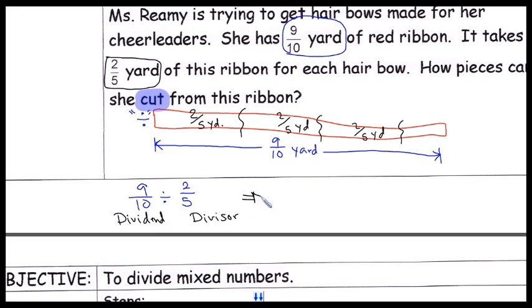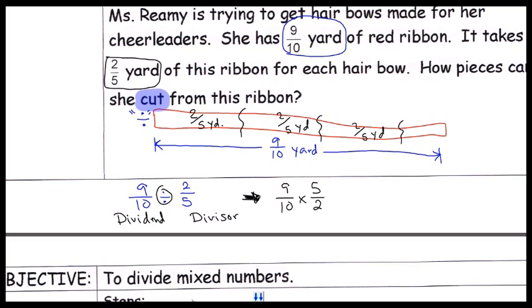But in order for me to find my answer, I have to follow my steps, which starts me off by saying I have to copy the first fraction. So the first fraction is just 9/10. Then I'm going to change the division symbol to multiplication. And then I'm going to write the reciprocal of 2/5. And the reciprocal of 2/5 is 5 over 2.